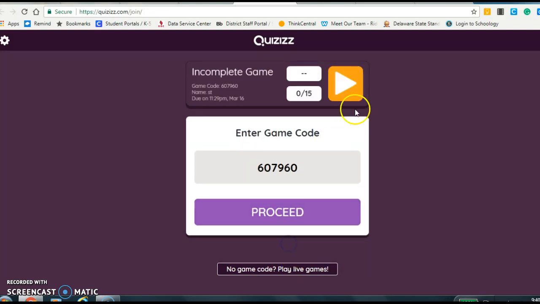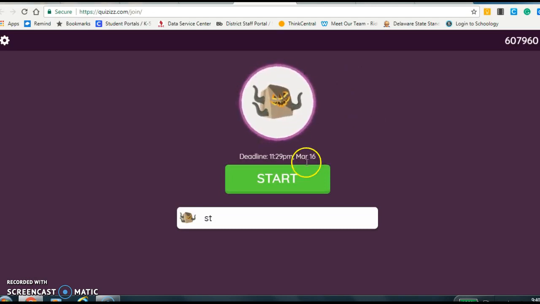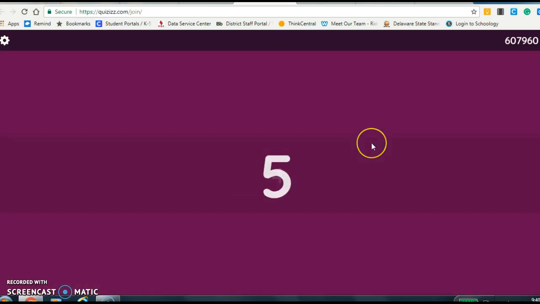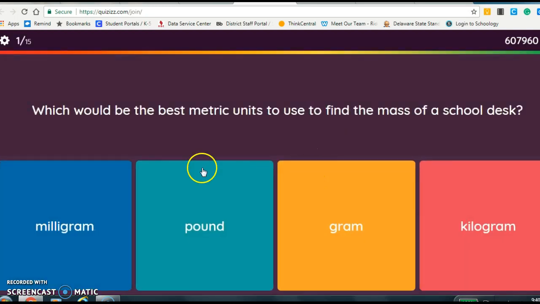And they'll proceed with the game. I've already started the game, so they'll turn it on. They'll start. They'll play the game. They'll know if they're correct. The first question says, which would be best metric units to find the mass of a school desk?